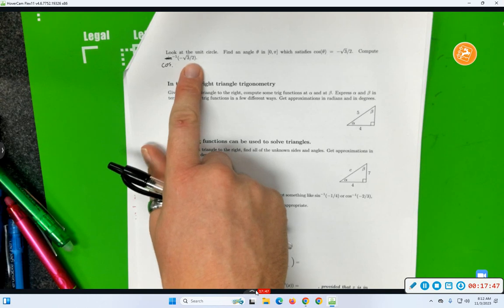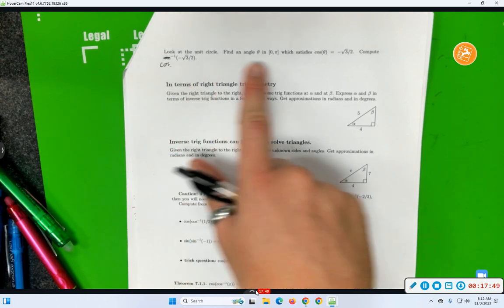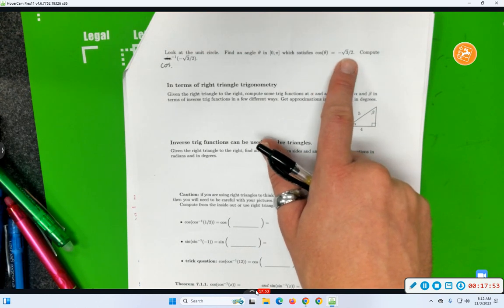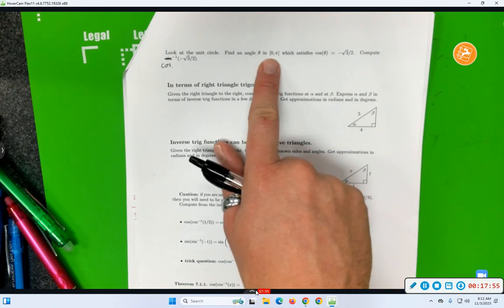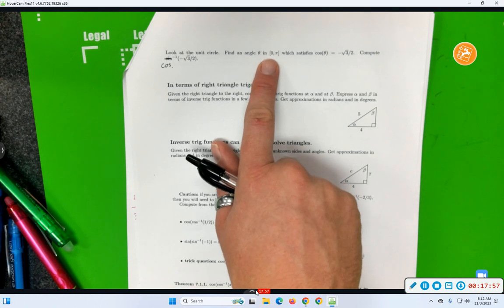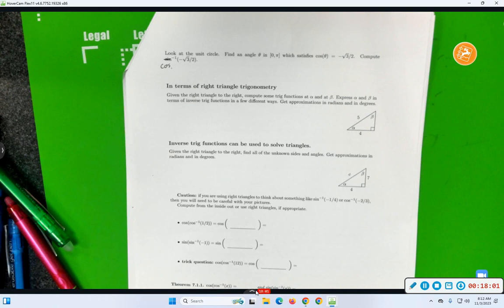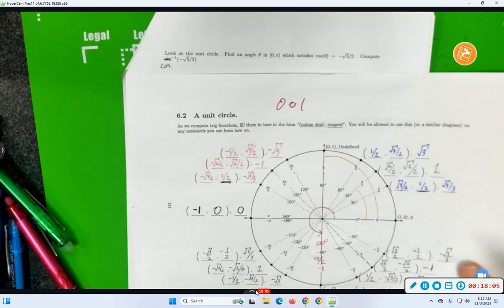That means I want you to pull out your unit circle and find an angle. It should satisfy that cosine is negative root 3 over 2. That angle must be between 0 and pi. So pause the video, do it. Okay, you did it. Good job. Let's try to do it together now.